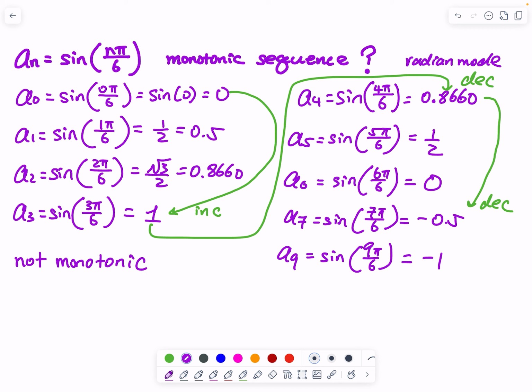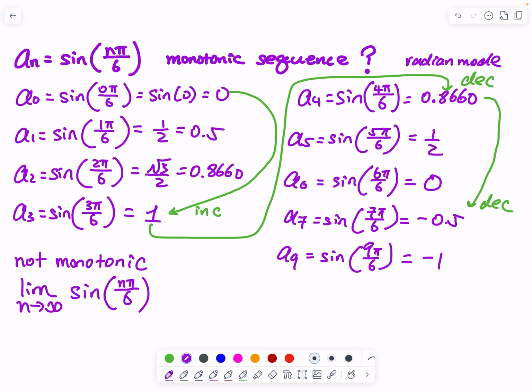And then what happens as n goes to infinity? The limit as n goes to infinity of sine of n pi over 6. You cannot use the squeeze theorem here for sine of n pi over 6. As n approaches infinity, it is just bouncing between negative 1 and 1.